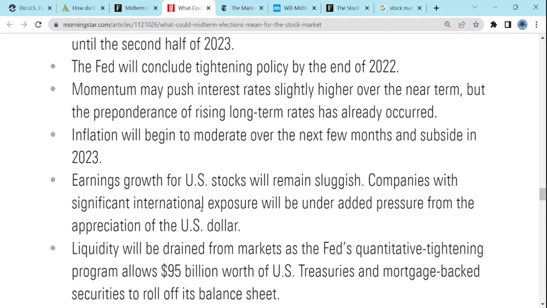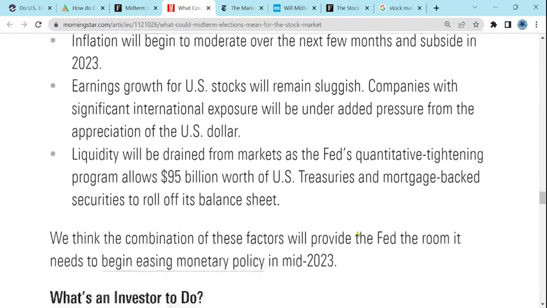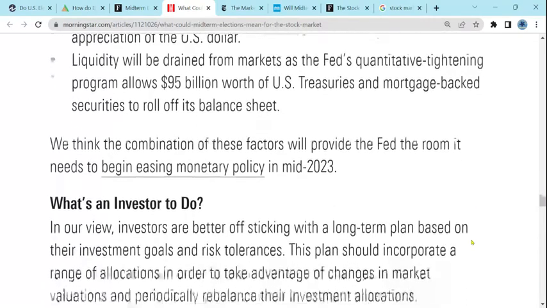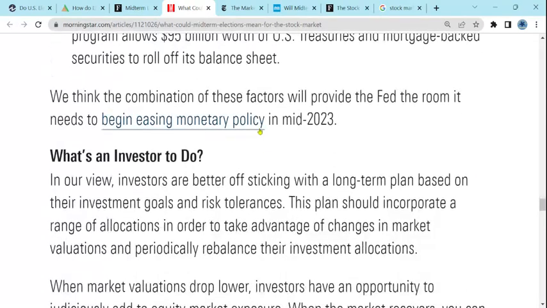Companies with significant international exposure will be under added pressure from the appreciation of the U.S. dollar. Liquidity will be drained as the Fed's quantitative tightening program allows $95 billion worth of U.S. Treasuries and mortgage-backed securities to roll off its balance sheet. And they conclude they think the combination of these factors will provide the Fed with the room it needs to begin easing monetary policy in mid-2023. Again, that's their particular opinion.